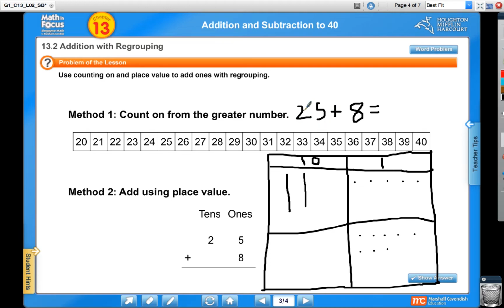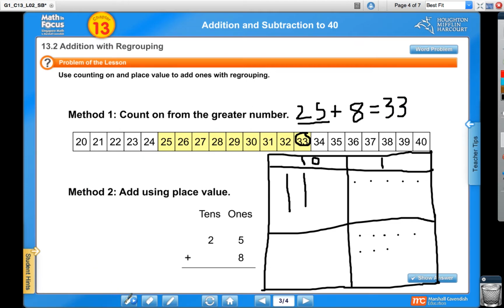So when I look at my numbers, I have 25 and 8. Which is greater? Yes, you're right, 25. So we're going to go to 25 and we're going to count on from 25. We're going to count up 8. So help me count. 1, 2, 3, 4, 5, 6, 7, 8. What did we land on? That's right, 33. So 33 blackbirds all together.